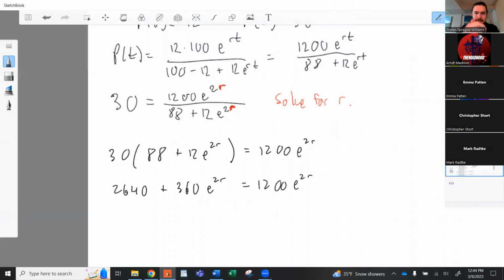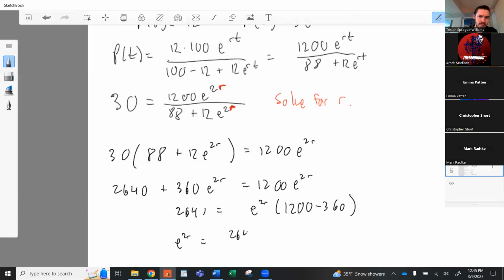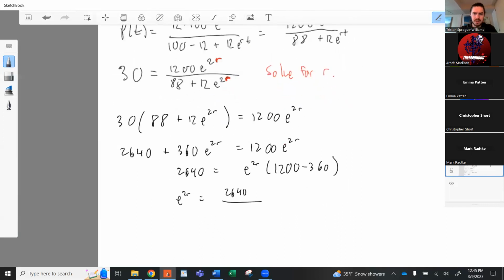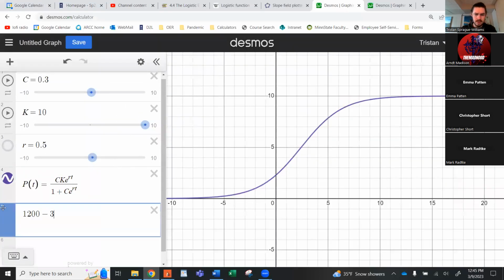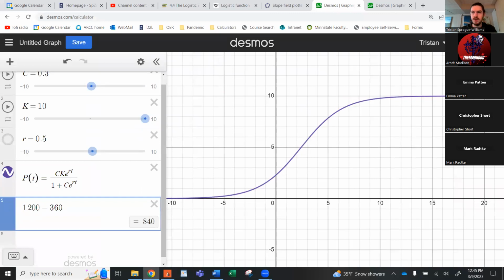Now I can move my e to the 2r over, right? So I got 2640 equals, I'm going to factor out an e to the 2r, get 1200 minus 360, and divide that. So now my e to the 2r is equal to 2640 over, what's 1200 minus 360? It should be less than 1,000. I mean, 840. Okay, there we go.